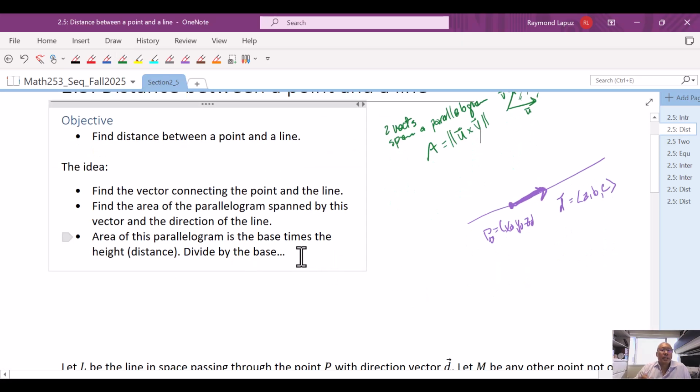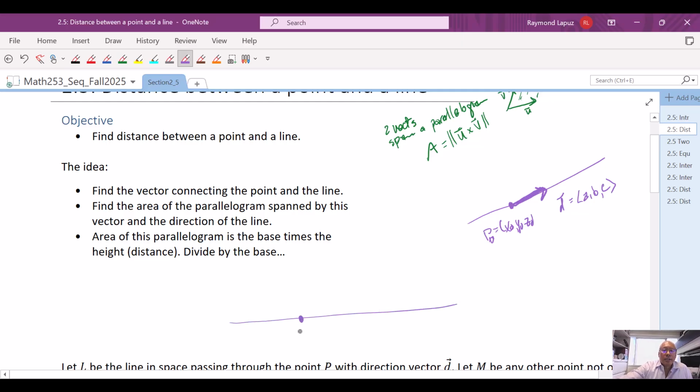So the idea is kind of sketched out in this bullet list. Find a vector connecting the point and the line, find the area of the parallelogram spanned by this vector and the direction of the line, and then the area of the parallelogram is the base times the height, and then we're going to divide by the base. So let's take that a little more slowly and figure out what's going on.